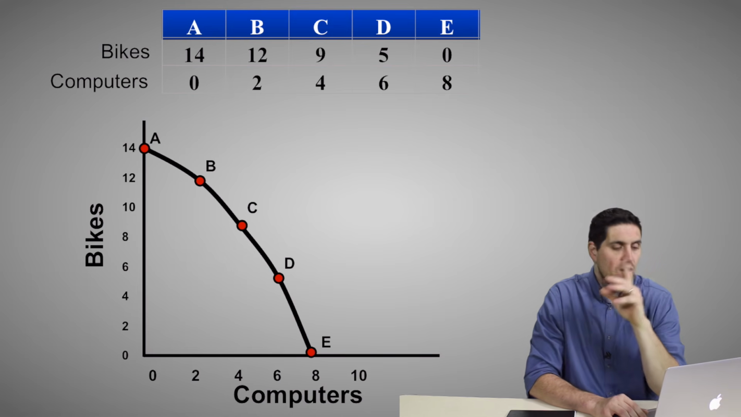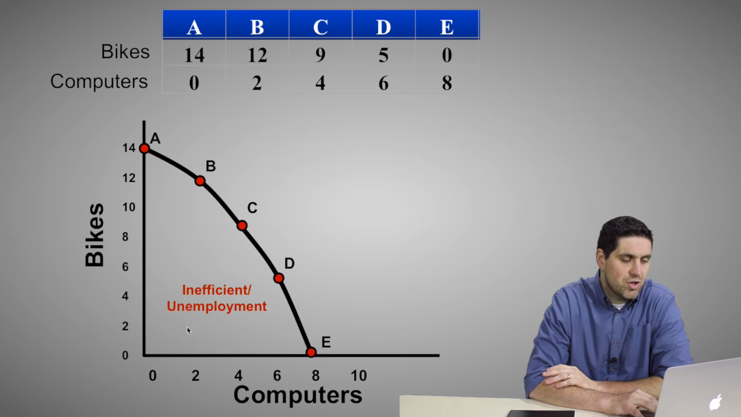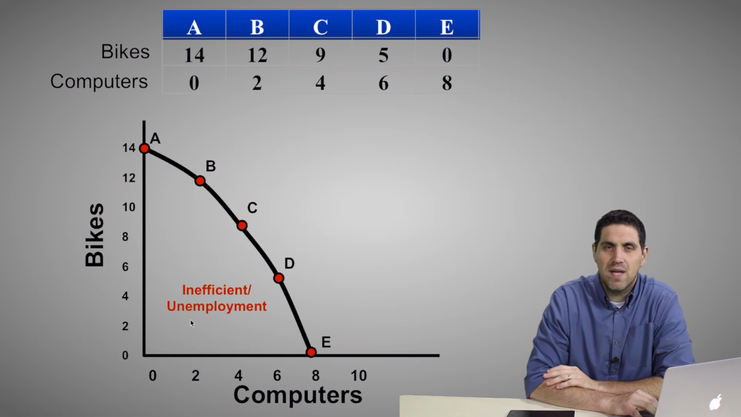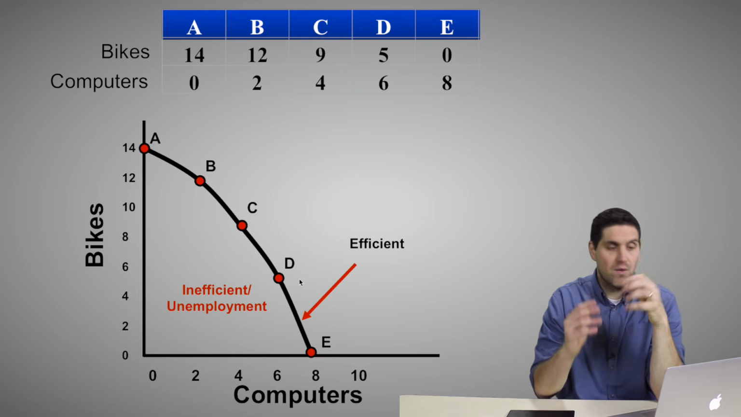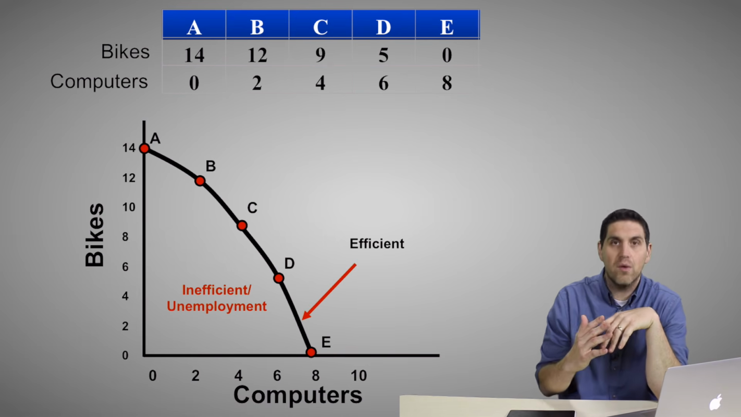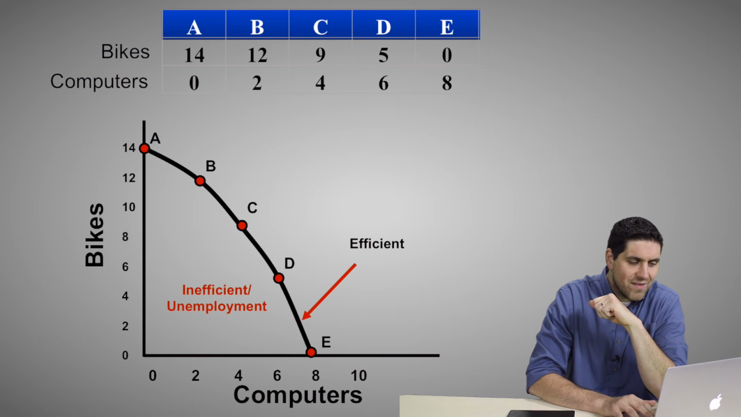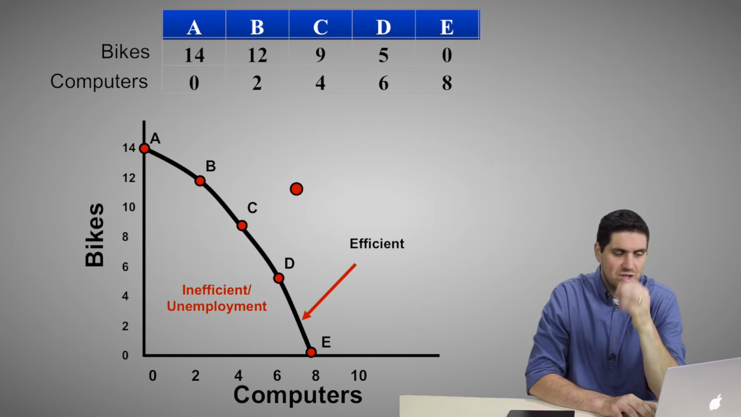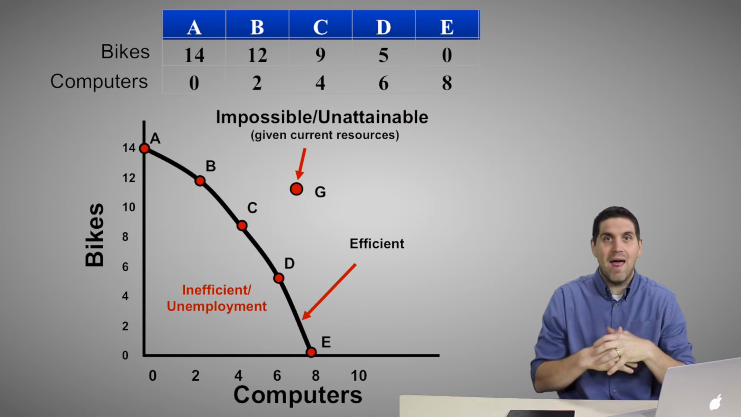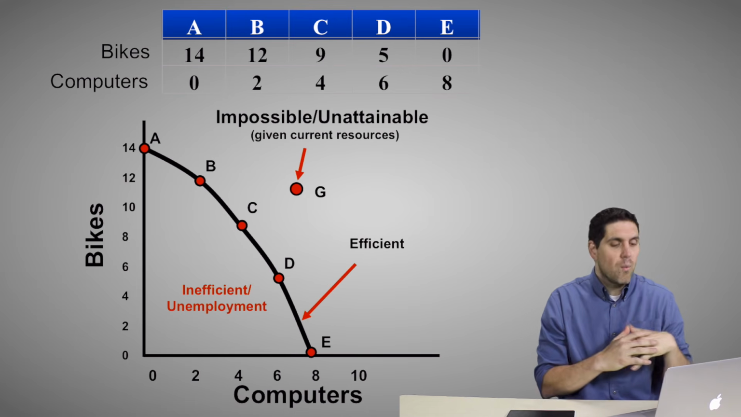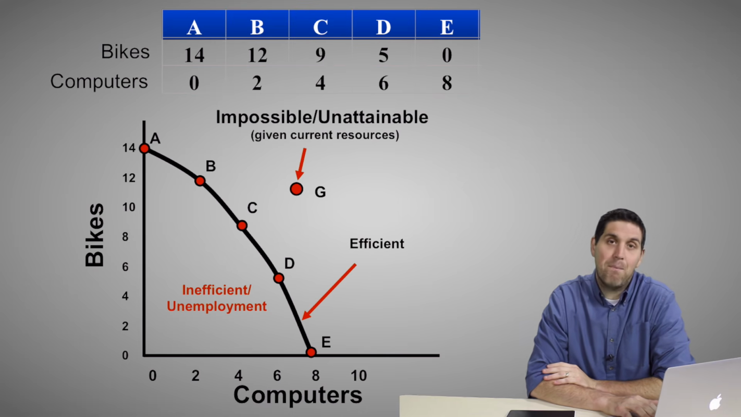Now, a couple things you need to know. First, any point inside the curve is the idea of inefficiency. If we're producing only 2 computers and 2 bikes, we're being inefficient with our resources. If we're producing any point on the curve, then we're actually producing what's efficient. Right? We're using all of our resources, all of our workers, all of our factors of production to produce this stuff. And outside the curve, you can't produce that quantity. There's just not enough resources, right? So if there was more technology and better resources, we could produce out there in the future. But for right now, for whatever reason, we cannot produce right here at point G.